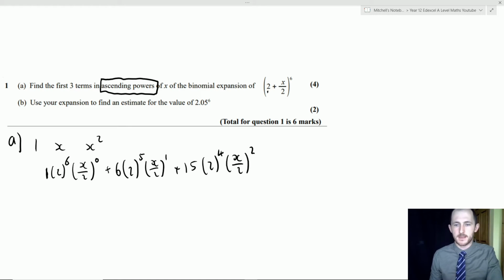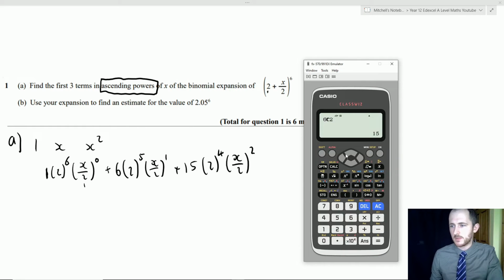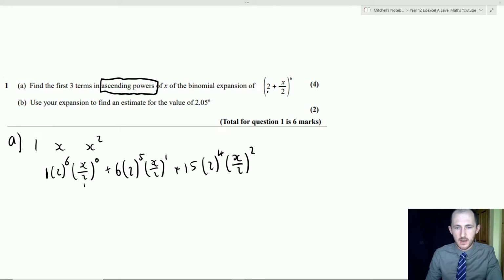Now let's expand this. What is anything to the power of 0? It's 1. So we have 1 times 2 to the power of 6. So guess what I'm going to do? I'm just going to use a calculator. You don't have to do the whole thing. 2 to the power of 6. Enter the exact same thing. And you'll never get it wrong. Equals 64. Wonderful. So that whole thing equals 64.